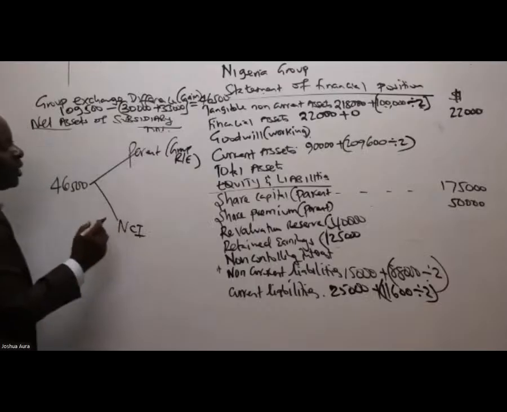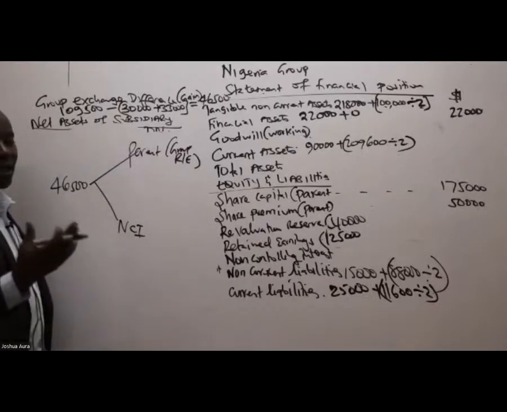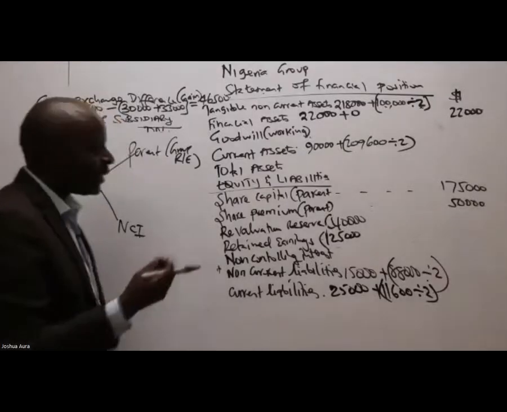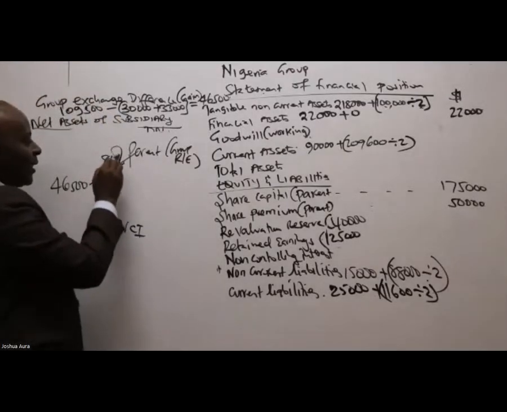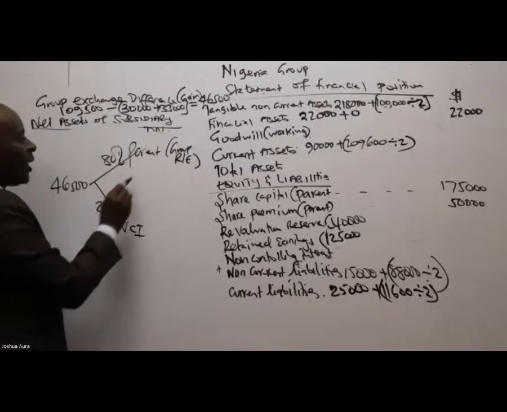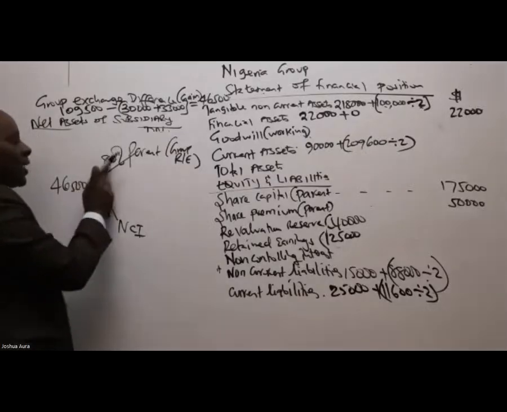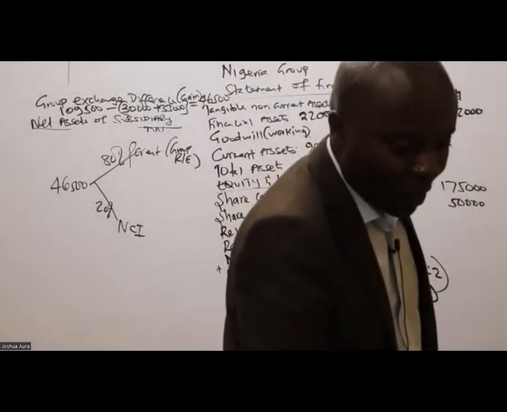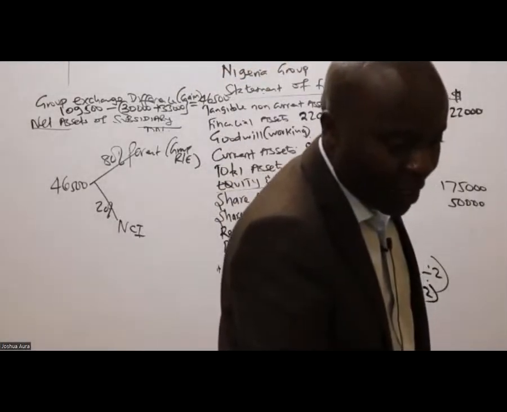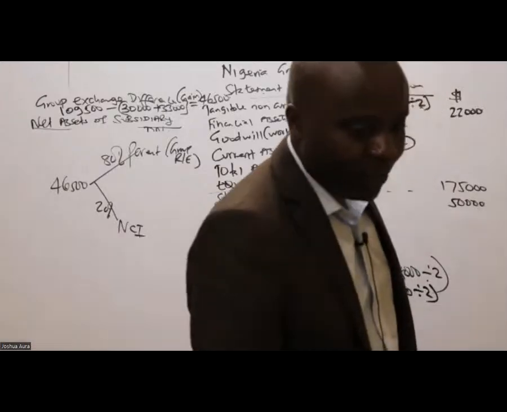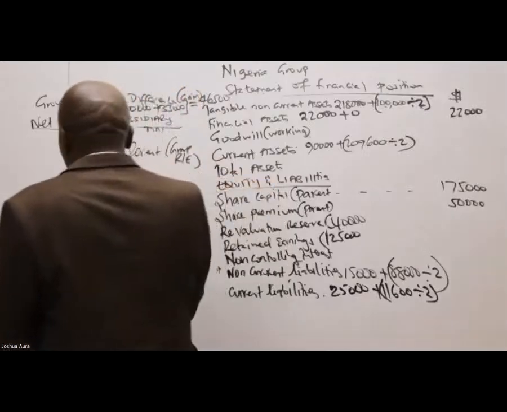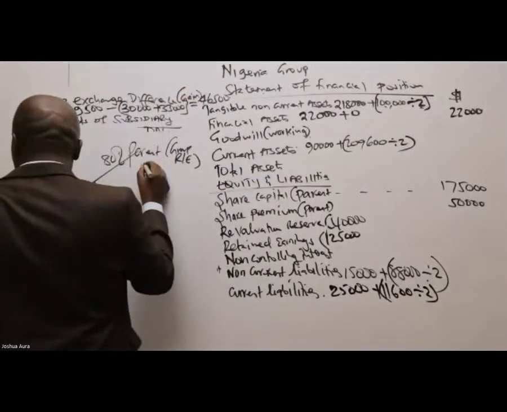So the question is, do you know the parent's percentage? It was 80%, isn't it? And NCI was 20%. And I can see this is telling me 46,500 times 80%. I can see they have already given me the figure. What figure is it? The parent is 37,200.